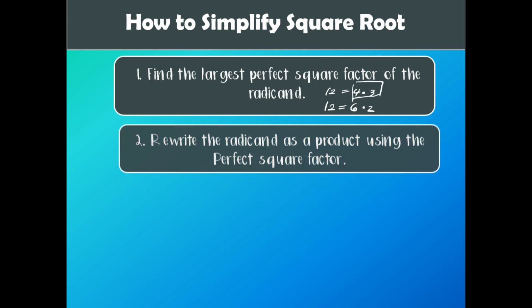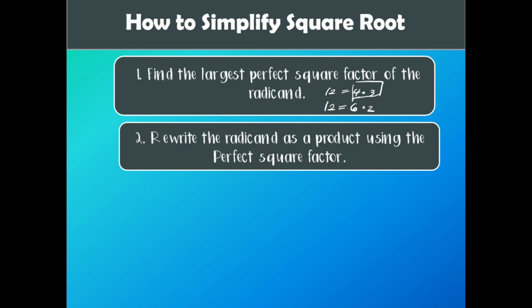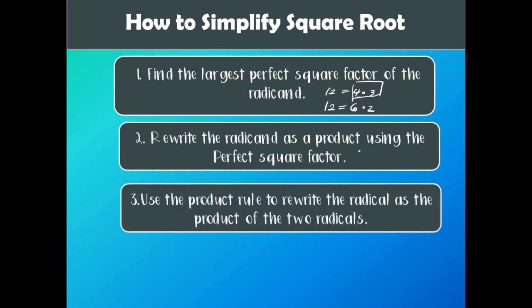Let's have number 2. Rewrite the radicand as a product using the perfect square factor. So, yung radicand natin sa example is square root of 12, di ba? So, i-rewrite natin into 4 times 3. Okay? Then use the product rule to rewrite the radical as the product of two radicals. Okay. So, gagamit na tayo ng product rule.